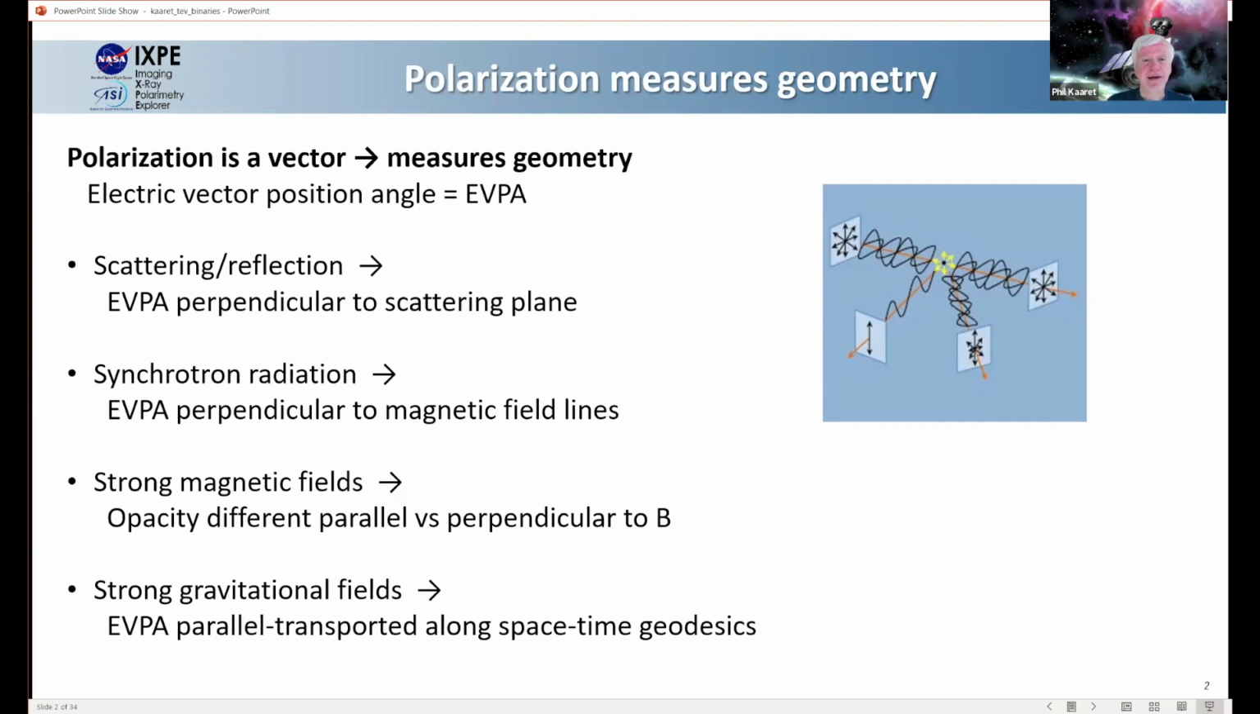So if we have scattering or reflection, and that's the figure over here, and can people see my mouse when I move it around? Can you try again? I don't see it. Over here. Wow, okay, unfortunate.